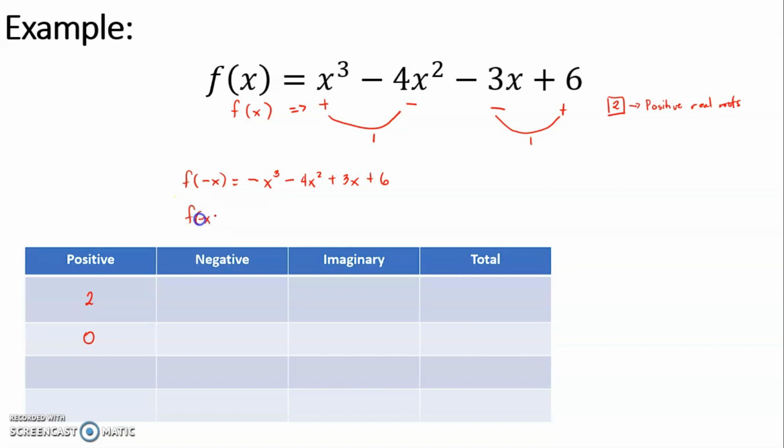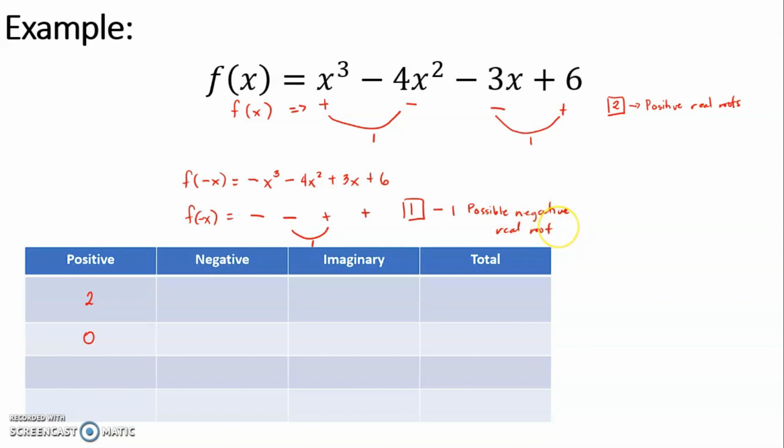So, for f of negative x, we have negative, negative, positive, and positive. Negative, negative, no change. Negative, positive, there's a change, so that's counted as 1. Positive, positive, there's no change. So, we only have one maximum possible negative real root.